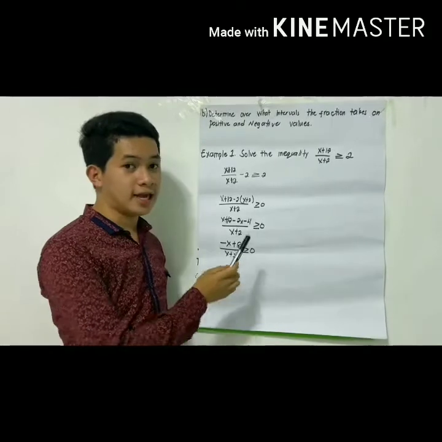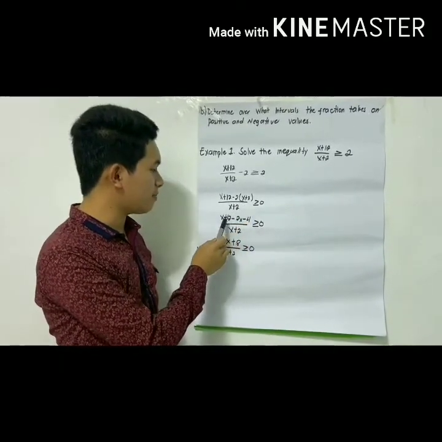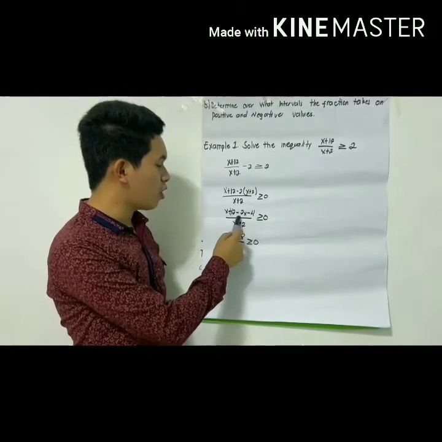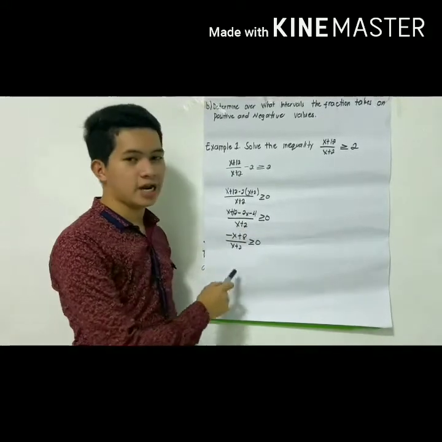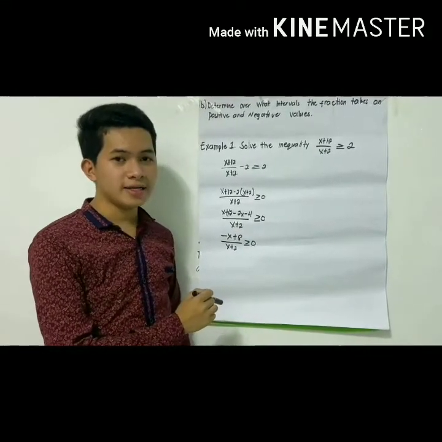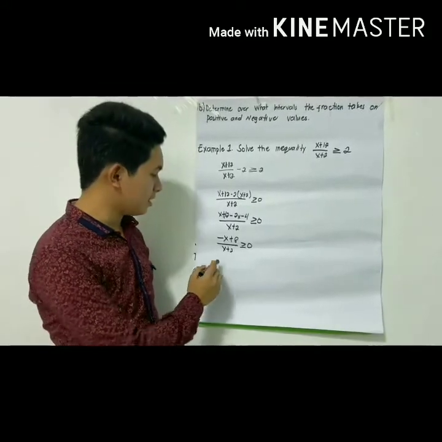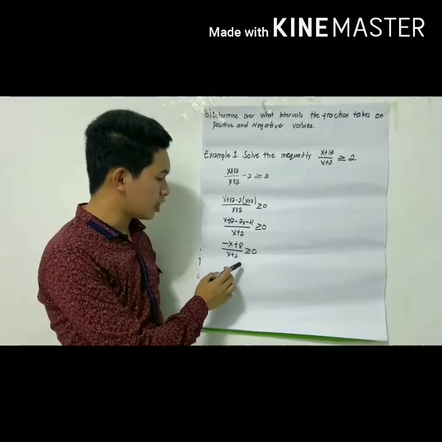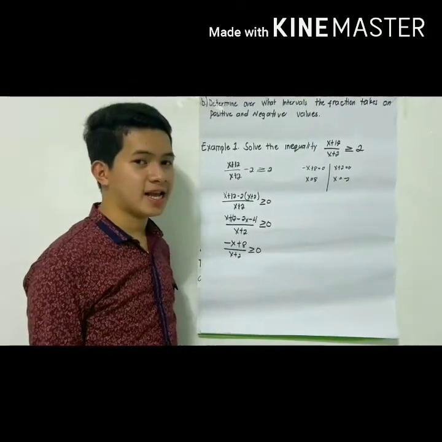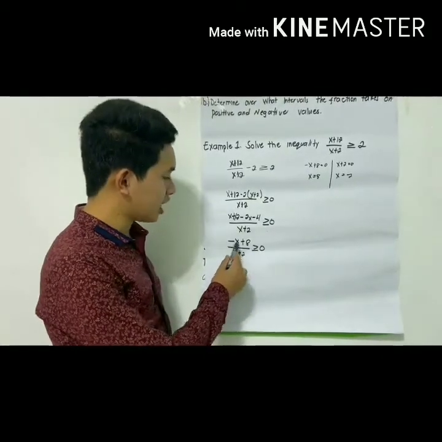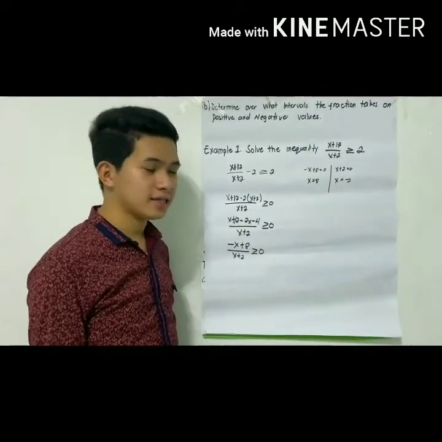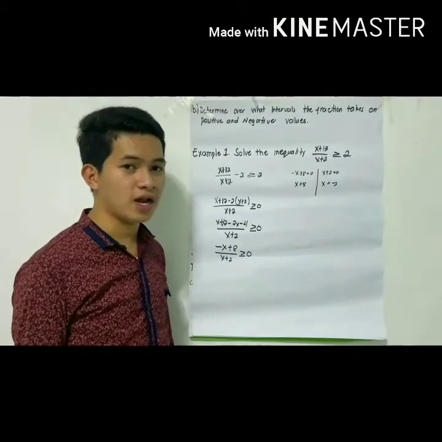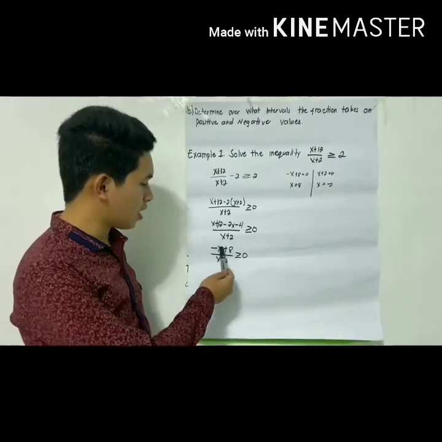Then, i-distribute natin si negative 2 kay x. That will become x plus 12 minus 2x minus 4 over x plus 2 greater than or equal to 0. Then, combine the similar terms. The value is negative x plus 8 over x plus 2 greater than or equal to 0. Hindi na natin kailangan gawing positive ito, kasi hahanapin pa naman natin yung value ng x. Since naka-single fraction na yung nasa left side natin, then kukunin natin yung value ng x, both numerator and denominator.